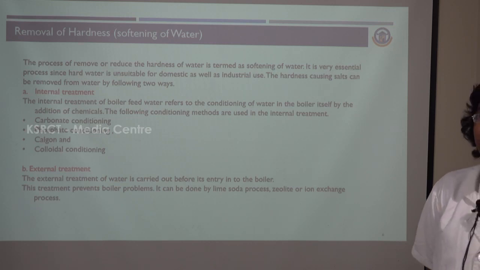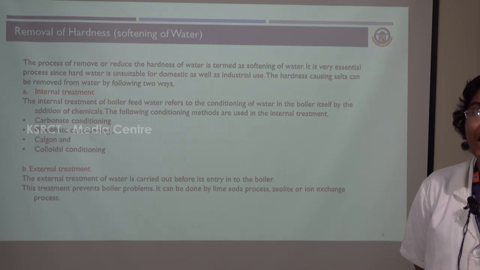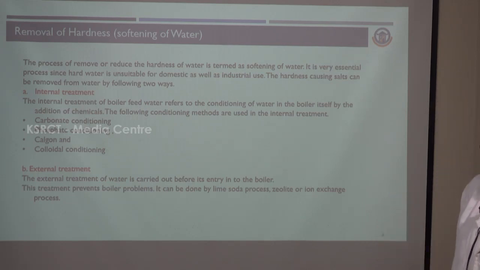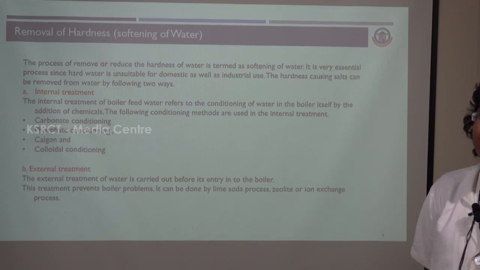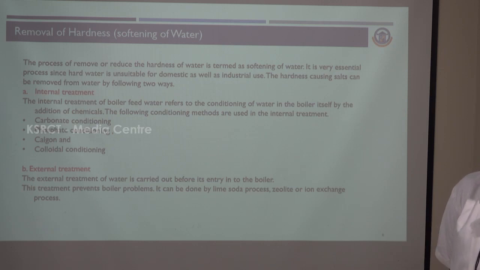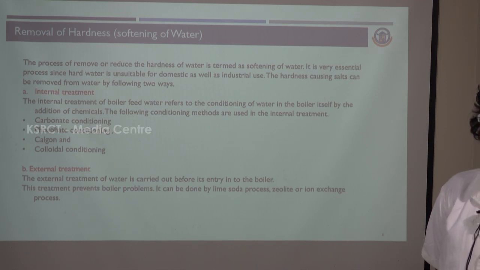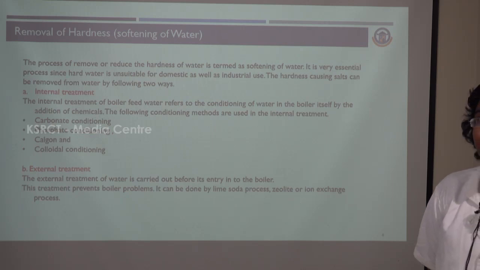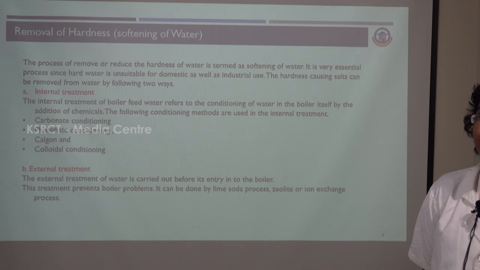This can be done by two methods. One is internal conditioning and the other is external conditioning. Internal treatment is nothing but the removal of hardness producing substances in water inside the boiler. It can be done by chemicals added inside the boiler. What are the conditioning types? Carbonate, phosphate, calgon and colloidal. The other form is external treatment, that is, removal of hardness from the water before it enters into the boiler.